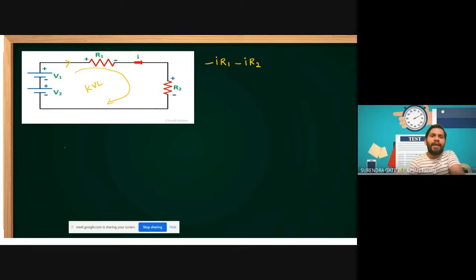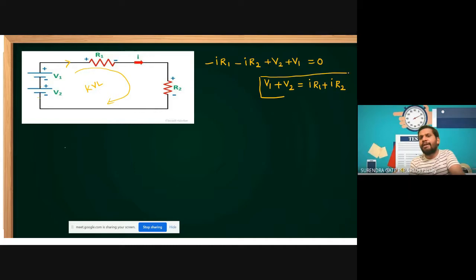Students, I am going in the clockwise direction. Then we are moving from negative to positive. Negative to positive means rise of voltage, plus V2. Negative to positive means rise of voltage, plus V1 is equal to 0. Then what we can do, students? V1 plus V2 is equal to I into R1 plus I into R2. Is it okay, sir? This is how we can apply KVL.